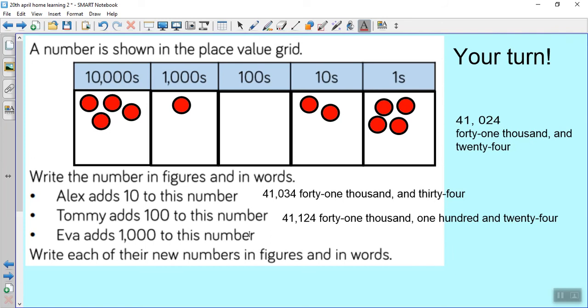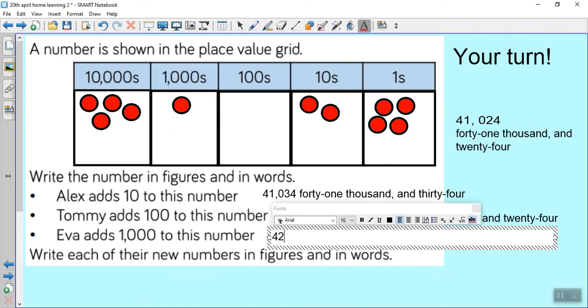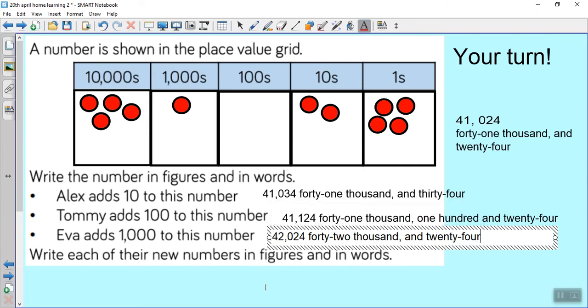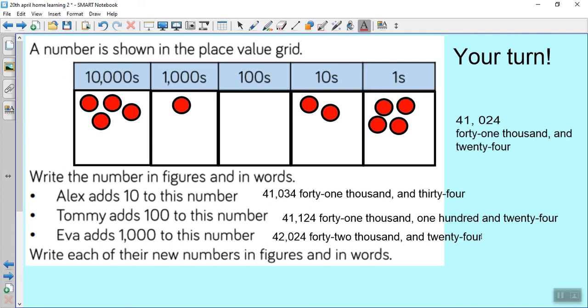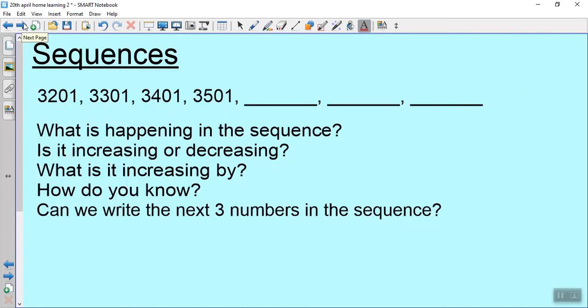41,124. And Eva adds 1,000 to the number. This is my thousands column. It's going to be 42,024. 42 with a hyphen, 1,000, comma, because there's a comma in the digits. 42,024 can be hyphenated. 42,024. Well done if you got those right.